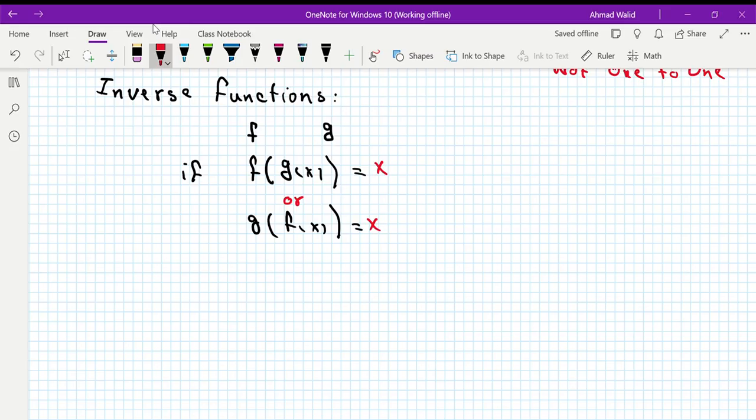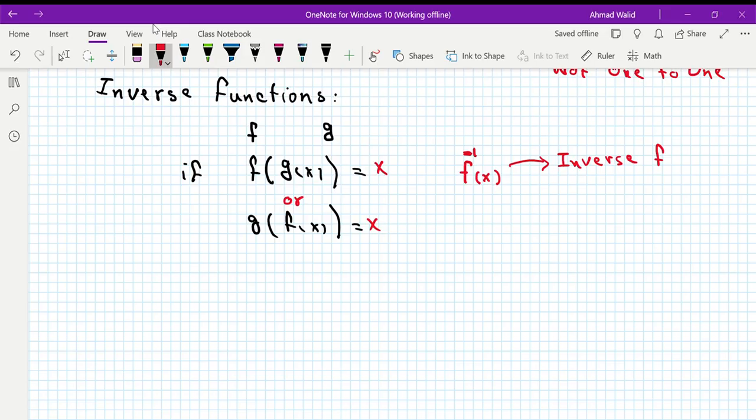Correct? The symbol for inverse functions is this. You write f or g, whatever the name of your function is, and on the top you put -1. Please do not read this as f to the power of -1. No, the meaning of this is inverse. Inverse f. You read it this way: inverse f of x, or inverse function of f.